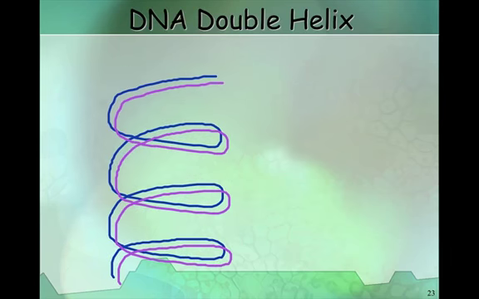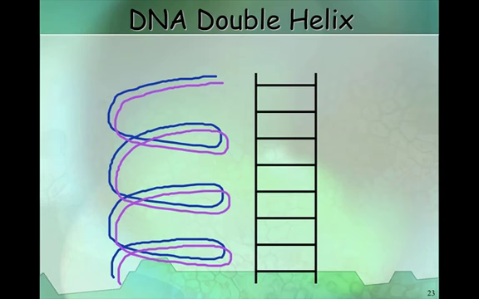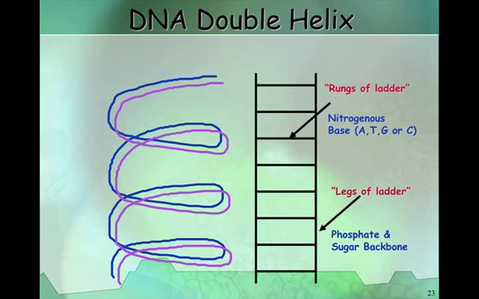So sometimes DNA is represented by this coil-looking or spring-looking diagram, and sometimes it looks like a ladder. The legs of the ladder, or the sides of the ladder, are the sugar and phosphate groups, and then the rungs of the ladder are sometimes considered the nitrogenous bases, which is A, T, C, and G.